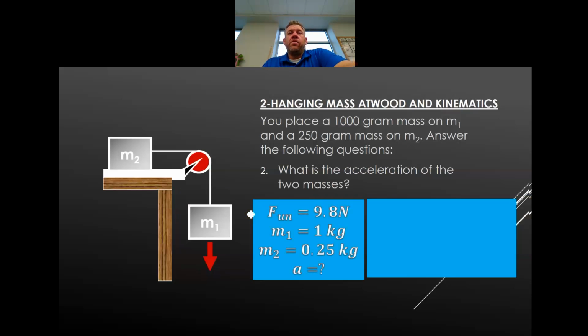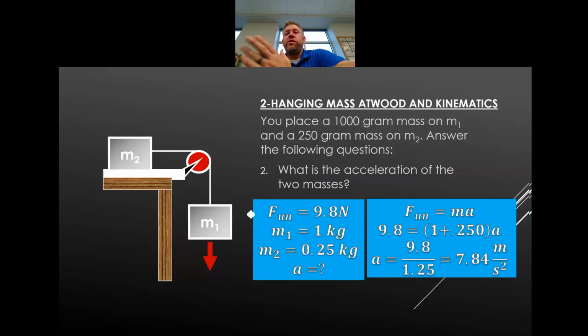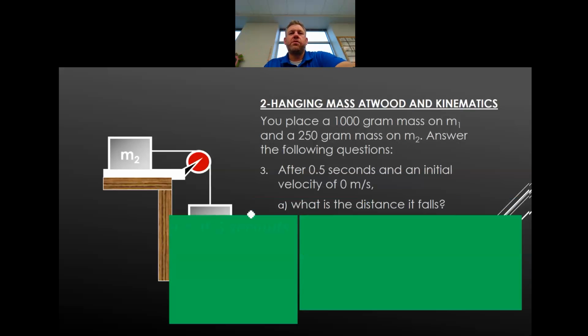Which ones are going to move? Again, both of them. The difference being that with the higher amount of force from the 1,000 gram or the 1 kilogram mass 1, we should see this accelerates at a higher rate. And it does. 7.84, still under 9.8. So we're still good there with our calculations.